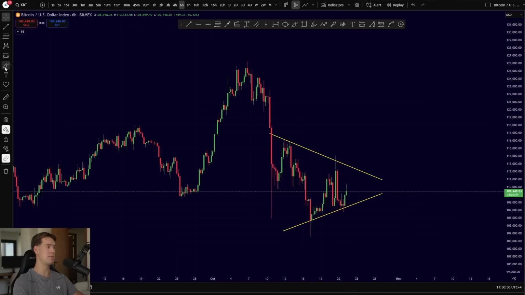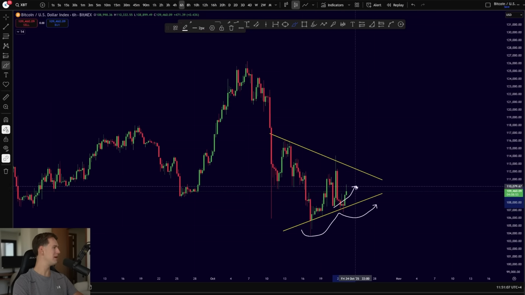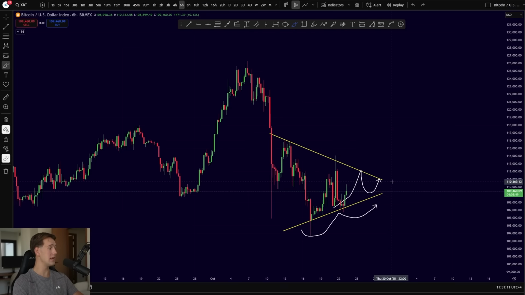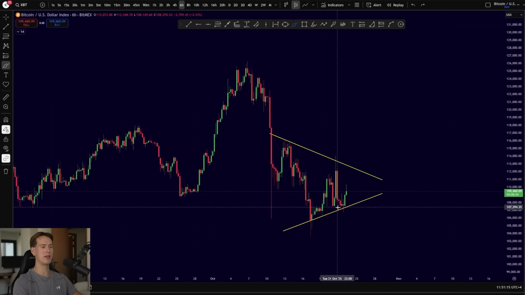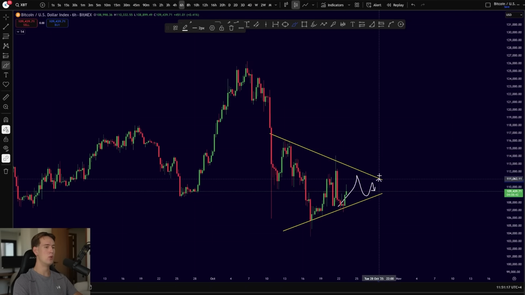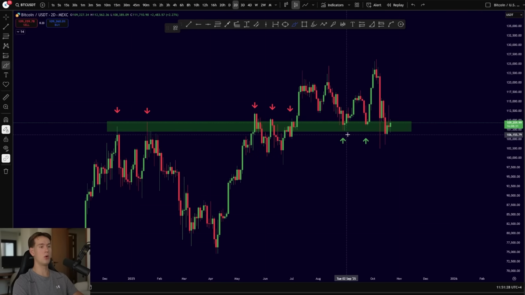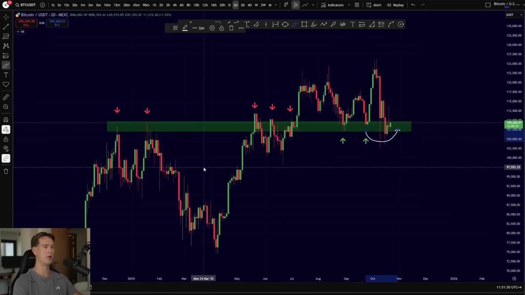pattern being created, possibly this symmetrical triangle pattern with this upper level of resistance and this uptrending level of support. Currently, Bitcoin is starting to get squeezed inside of this symmetrical triangle pattern, and if we see a further development of this pattern, this could be a very good and nice breakout trade we could take in the coming few days. On top of that, Bitcoin is still holding above this crucial level of support.